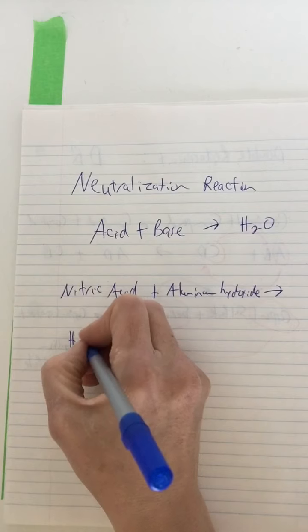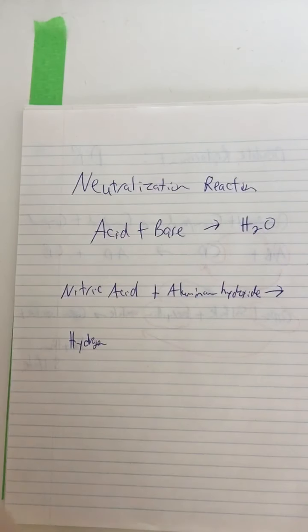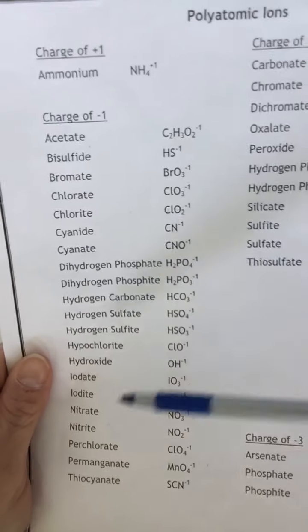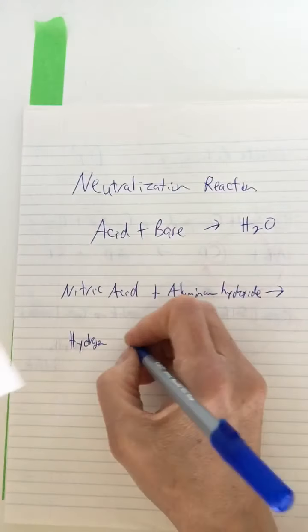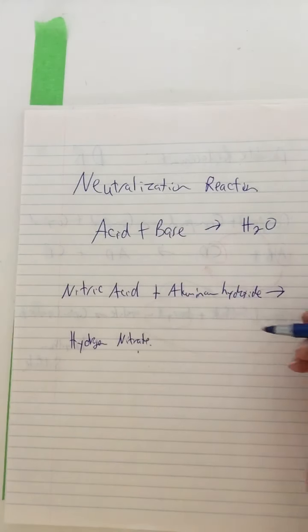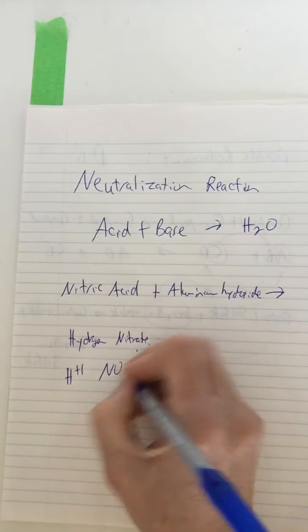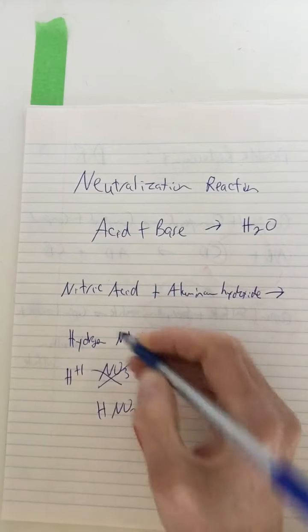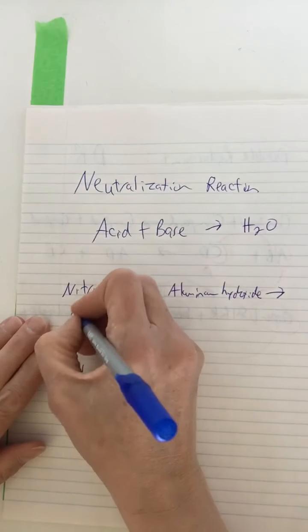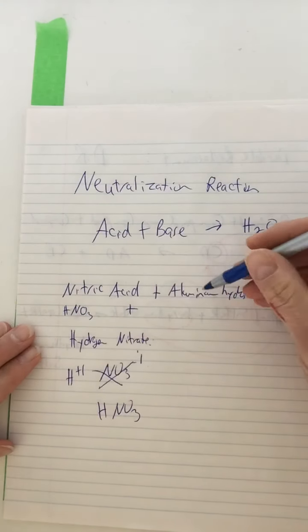So hydrogen is always in the acid. And we know it was nitrate. So let's look that up on the polyatomic sheet. What does nitrate look like? I see it right here, NO3 minus 1. So it's hydrogen nitrate. That's the other name for nitric acid. Well, what does it look like? Well, a hydrogen's a +1. We just looked up nitrate right here, NO3 -1. HNO3. That's hydrogen nitrate. So I'm going to write him nicely here. HNO3. That's nitric acid plus aluminum hydroxide.